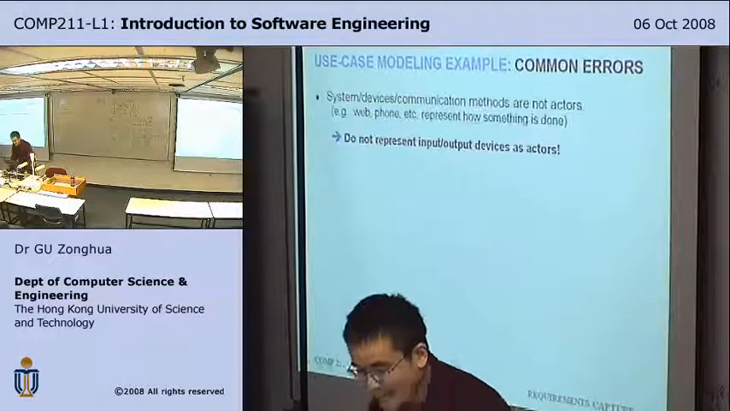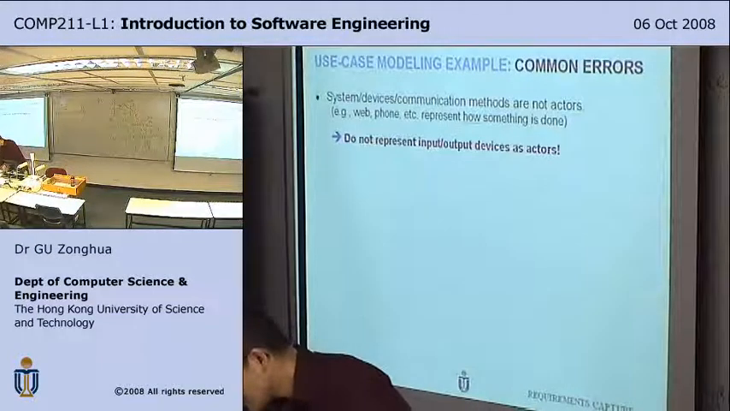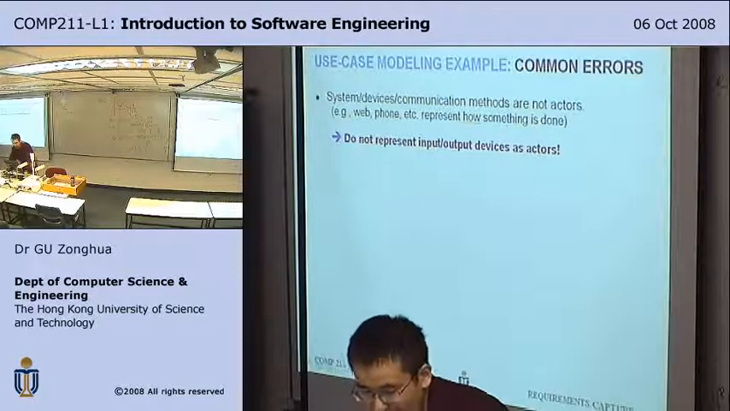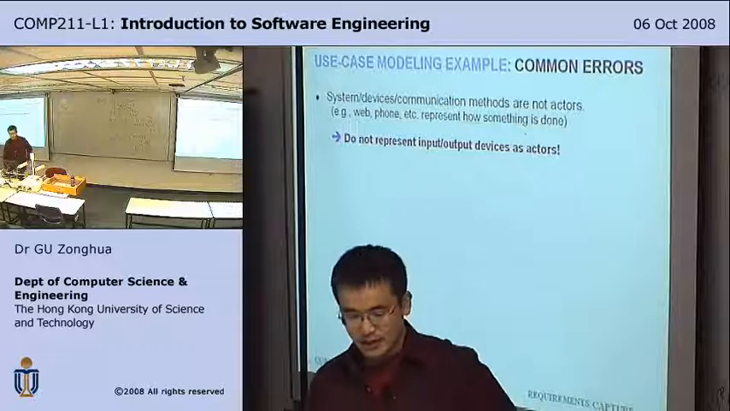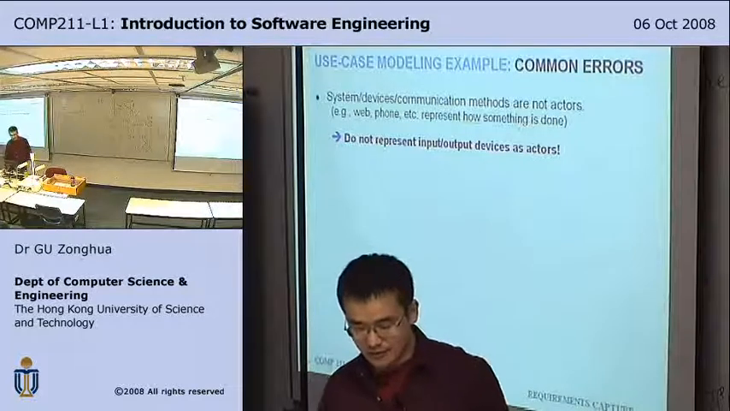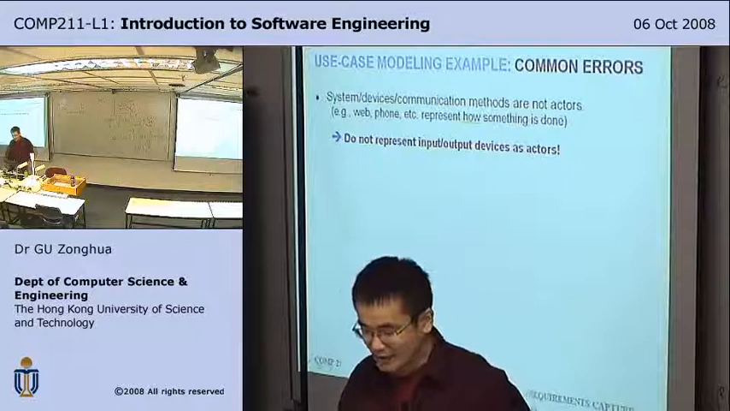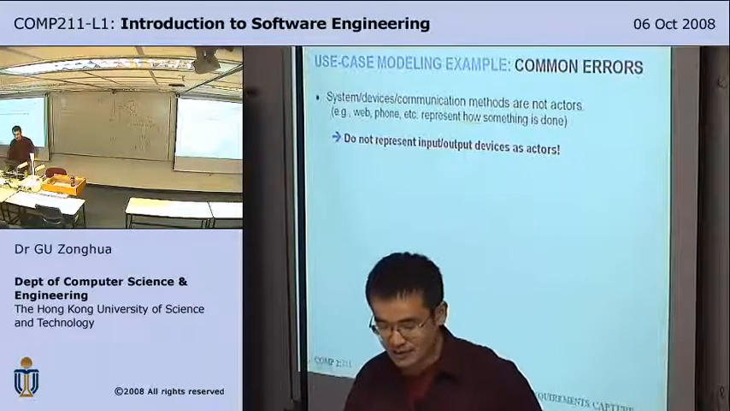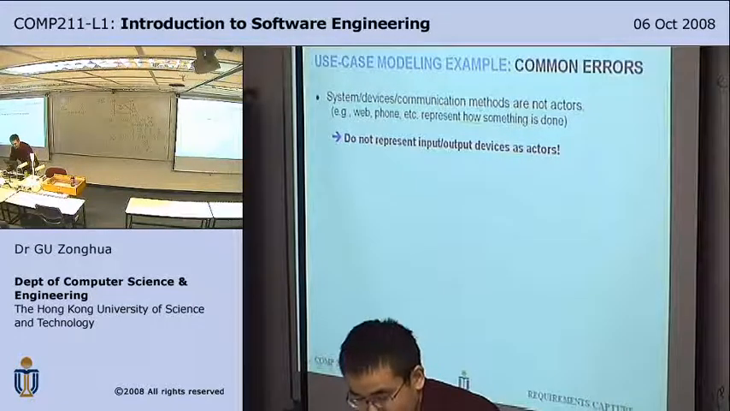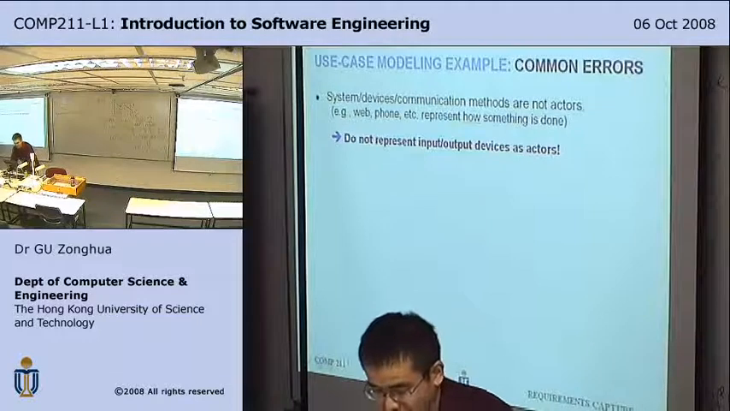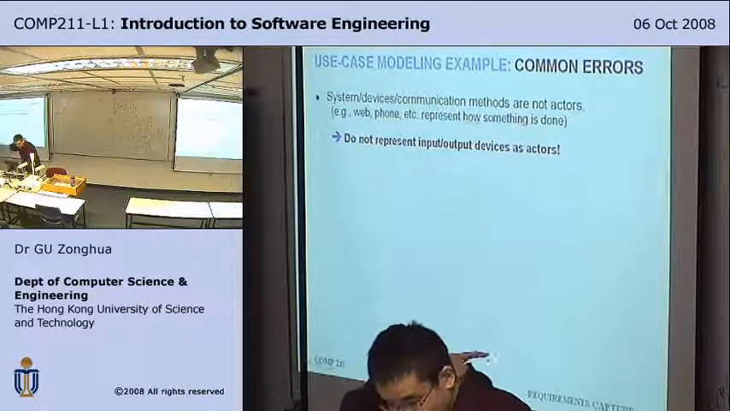So what are the common errors you make in doing the use case modeling? Do not represent input-output devices as actors, like a web, telephone, etc. They represent how something is done. But we are trying to identify what is done, not how.